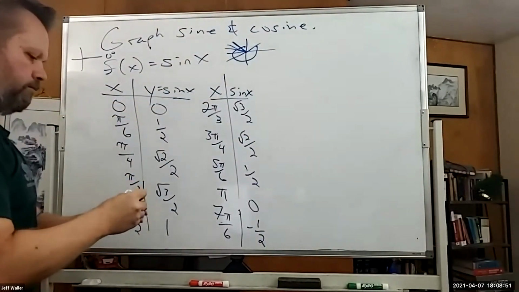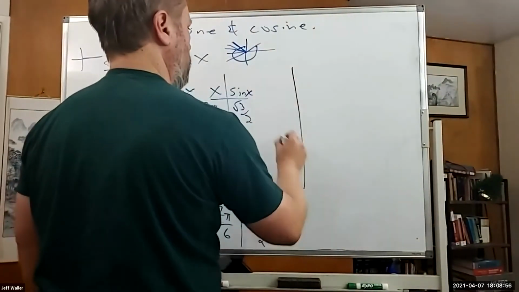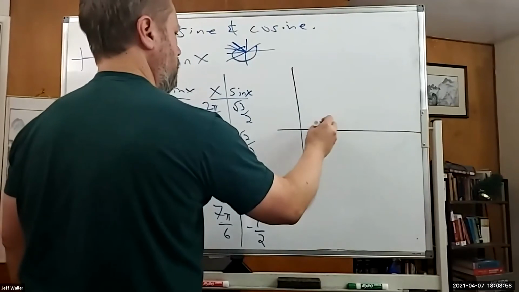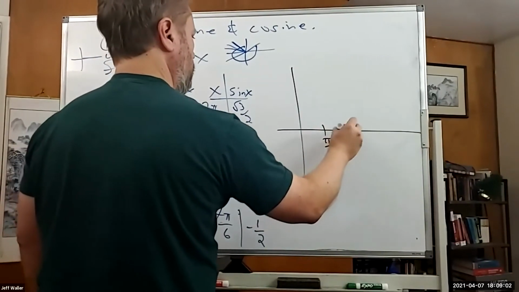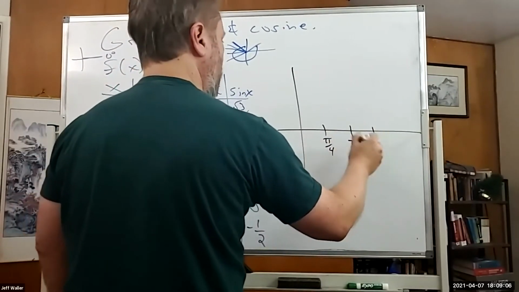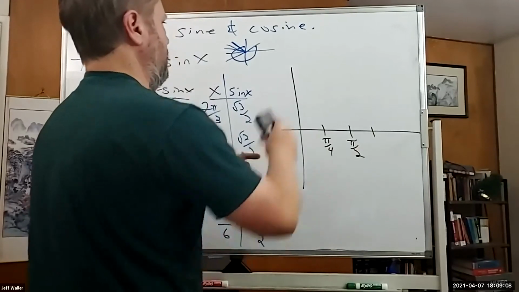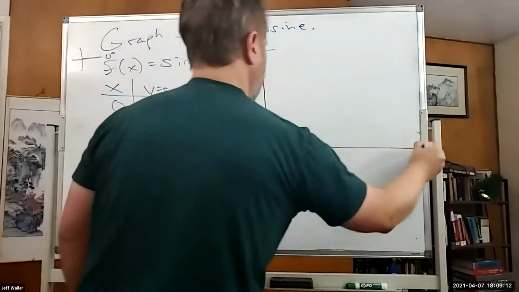So let me see. I want to make sure. I'll just do this. It's easier. Oh, I haven't given myself enough room. All right. Let me focus on the positive. There we go.